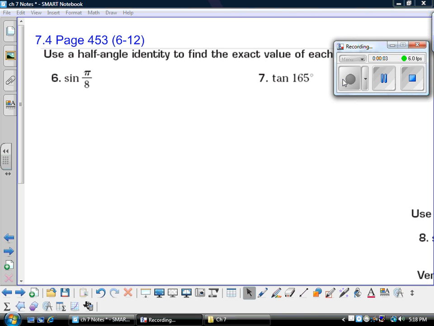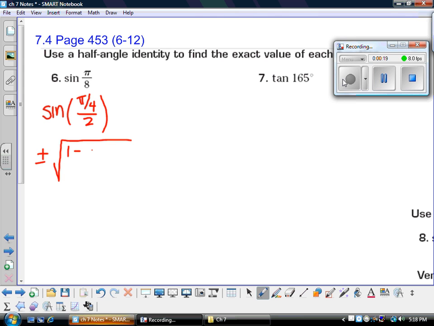Homework from 7-4. Number 6, using a half-angle formula. So that means first we need to rewrite it as something divided by 2. That would be pi over 4 divided by 2. Then plug it into the formula, plus or minus the square root of 1 minus the cosine over 2.